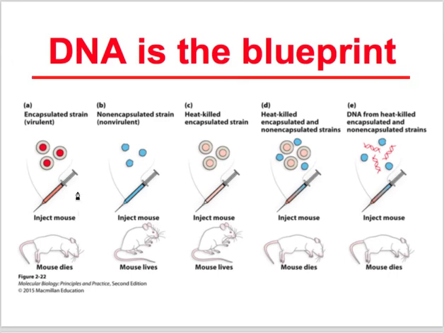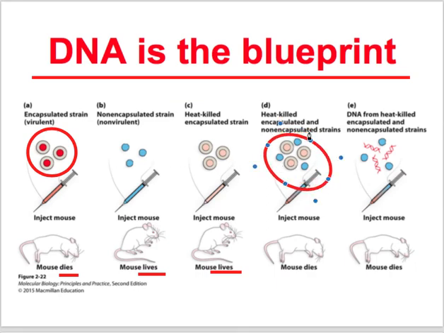You've all seen this experiment for the most part. If you have a virus within a protein capsid, it's going to kill the mouse. If you just have regular old DNA that is not encapsulated in this case, the mouse is going to live. This is just a control right here. The mouse is going to live if you kill the strain. And also, the mouse is still going to die if you put in the encapsulated and non-encapsulated strains.